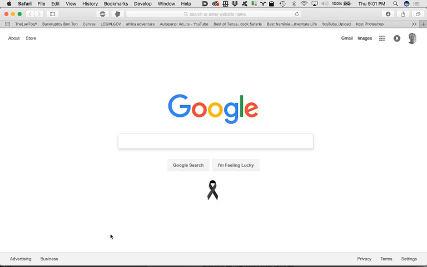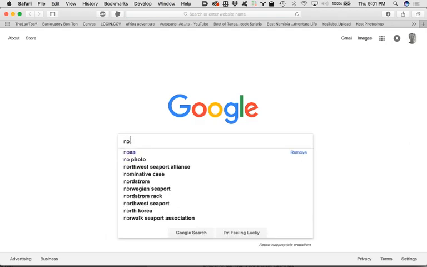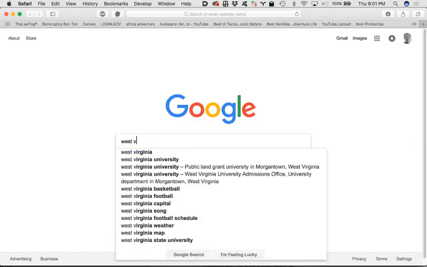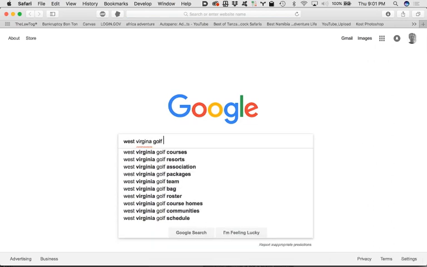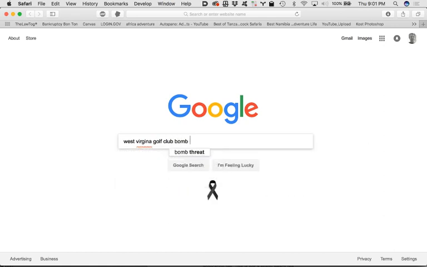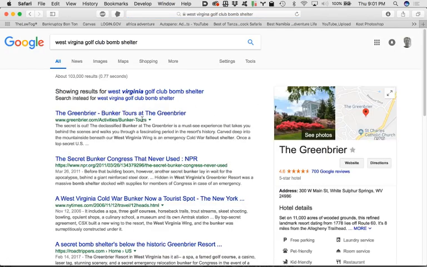Okay, you don't believe me. West Virginia. A golf course, golf club, a bomb shelter. The Greenbrier. Oh yeah, I'm sure they do. So at any rate, it's the Greenbrier. It's one of the most famous golf courses in the entire world.